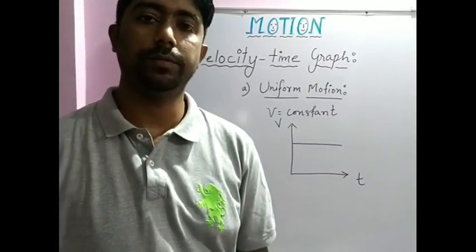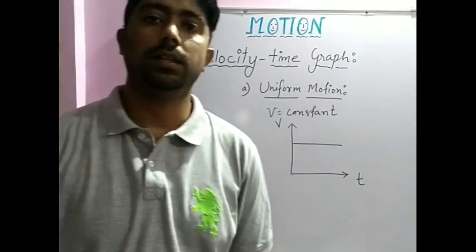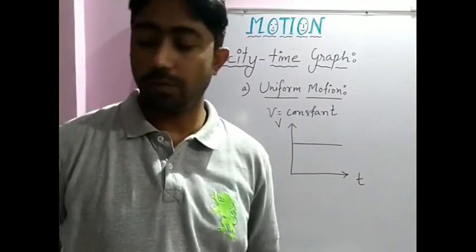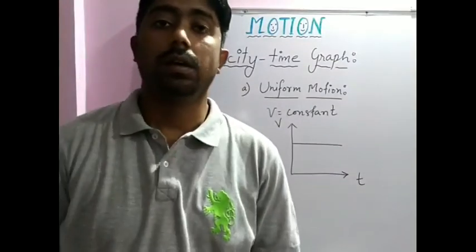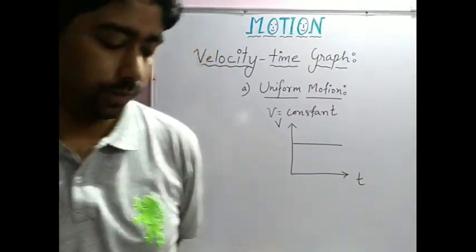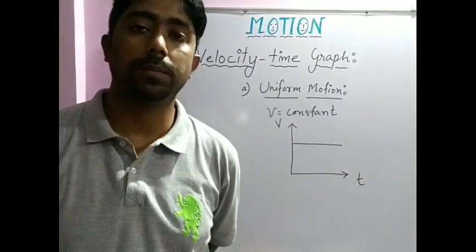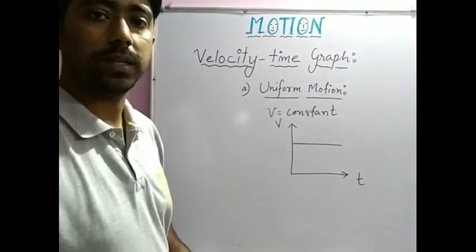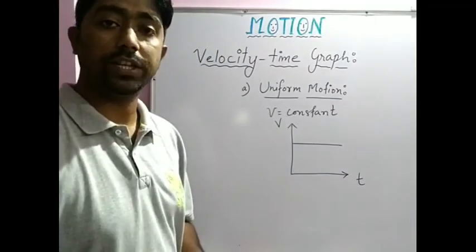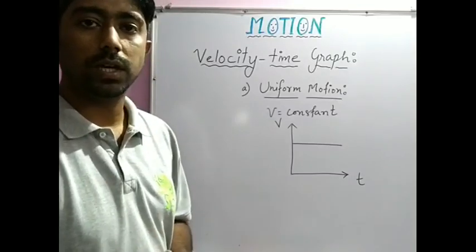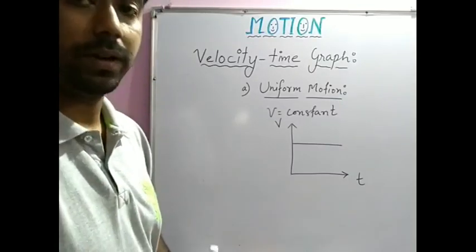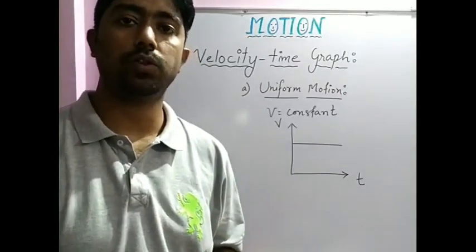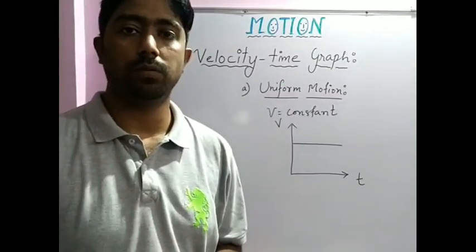This is the 7th video in the series of video lectures on the chapter Motion for class 9. If you remember, our last discussion was on graphical representation of motion. How can we represent motion through graphs? There we discussed the distance-time graph in case of uniform motion as well as non-uniform motion.